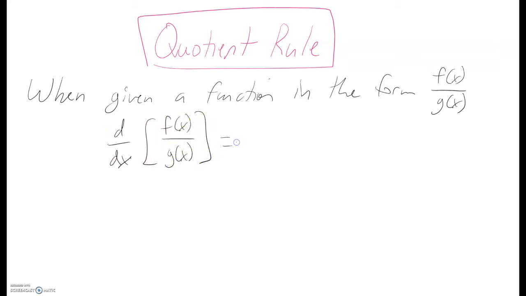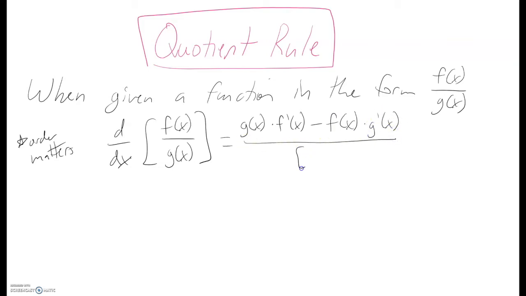Now, before we get to that formula, I want to highlight that the order of this formula matters. We'll get back to what I mean by that in a second. So our derivative will be g of x times f prime of x minus f of x times g prime of x, all over g of x quantity squared. And this is why the order matters. In that numerator, we have subtraction, which means g times f prime, or the bottom function times the derivative of the top, must always come first.